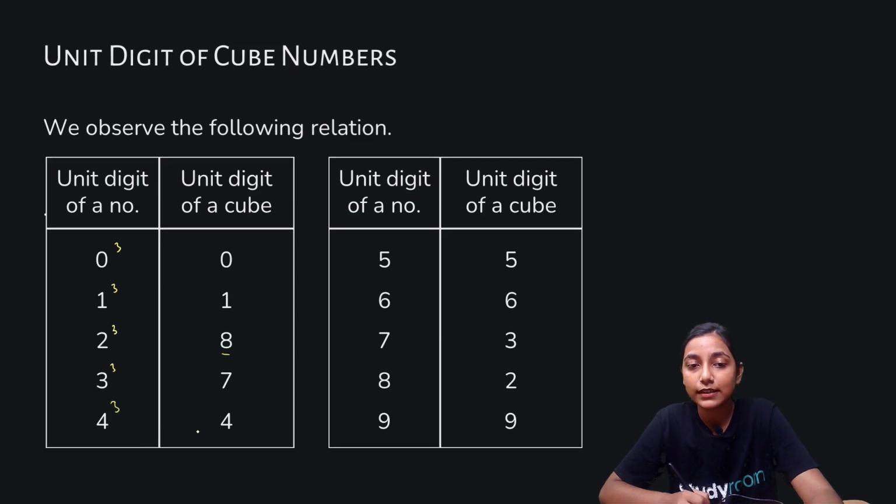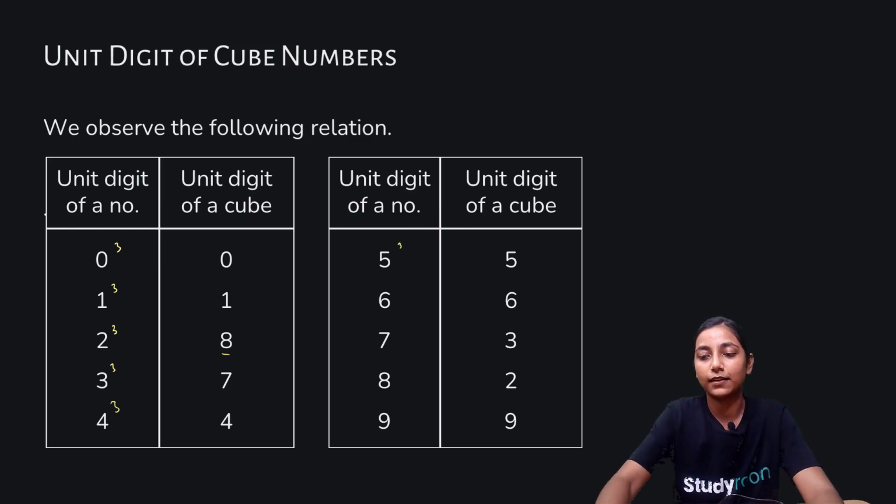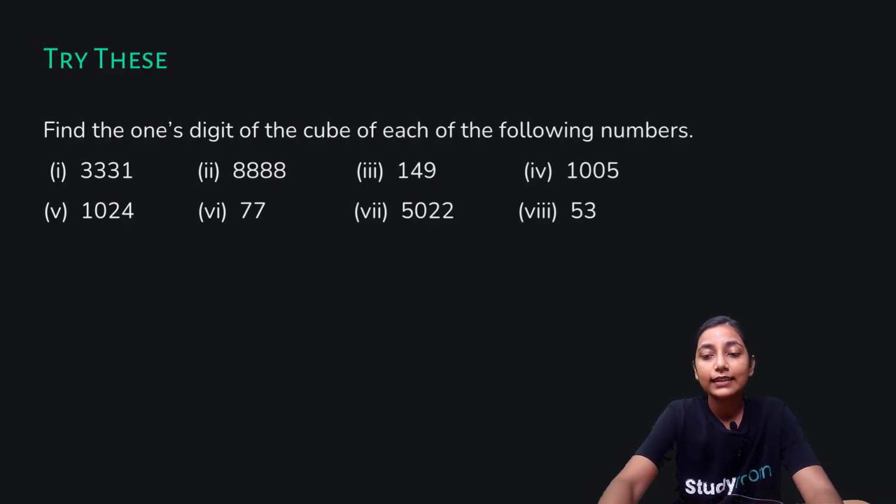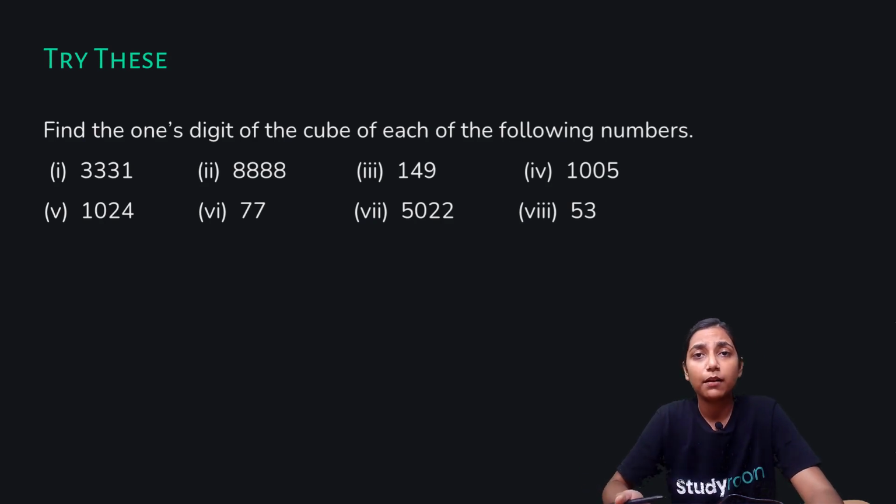Because 4 cube was 64, so the digit at the unit place is 4. That is how you find it. 5 cube was 125, the digit at the unit place is 5. That's how you find it. Try these questions, you will get more clear about how to find the digit at ones place.